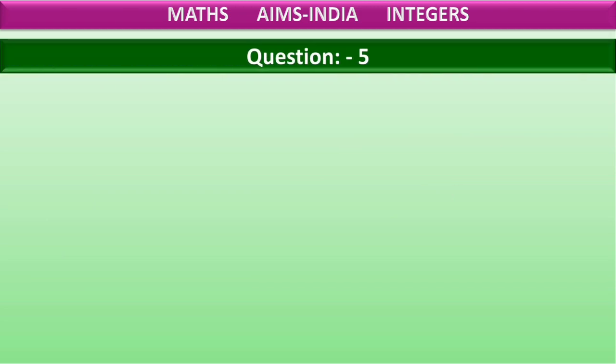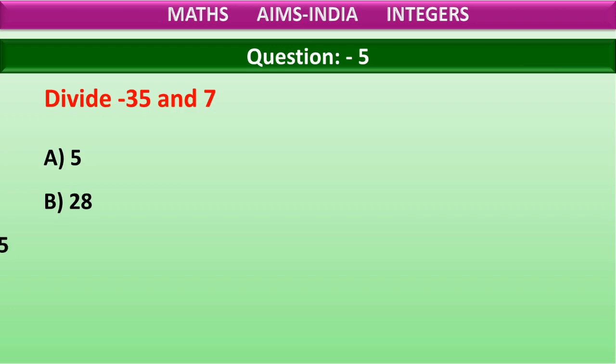Question number 5. Divide minus 35 and 7. Option A 5, option B 28, option C minus 5, option D minus 28. Which is the correct answer? We are dividing here a negative and a positive integer. The correct answer is minus 5.